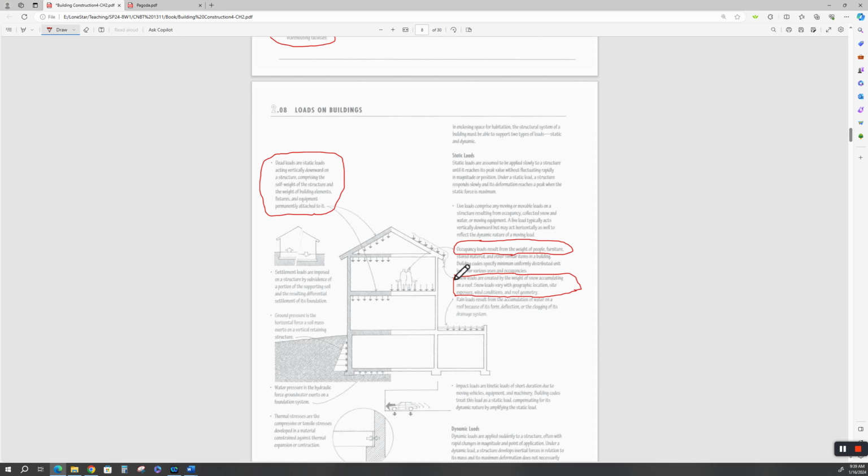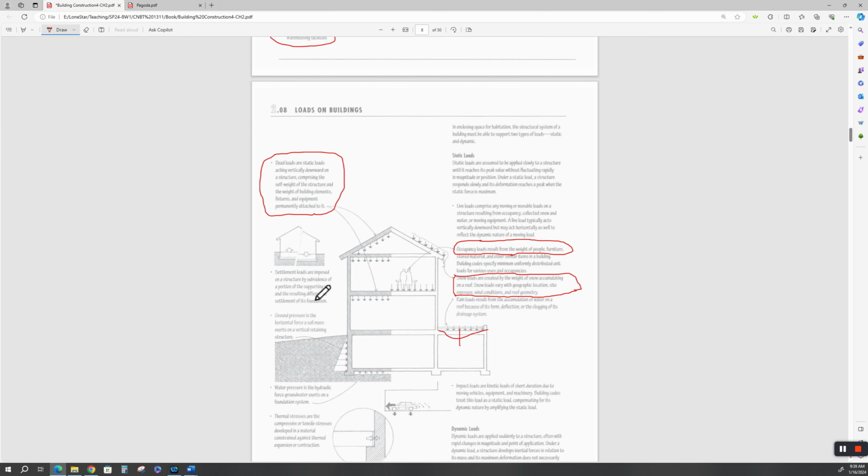Your building codes will specify the minimum uniformly distributed loads. Rain loads. If you got a flat roof, what did we talk about? I talked about that roof that collapsed because the roof drain up here clogged up and it collapsed the building.